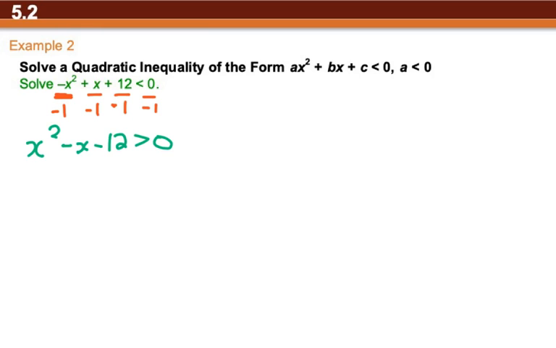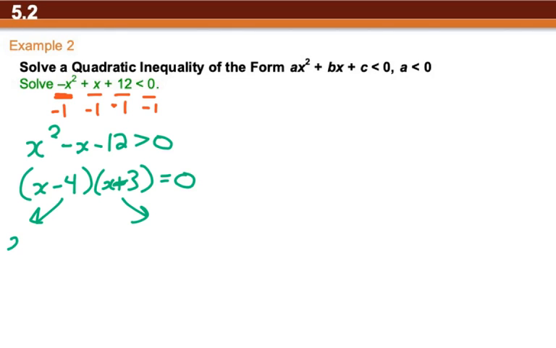Look to see if we can factor this. Two numbers that both multiply to -12 and also add to -1. -4 and 3 will accomplish that. So x minus 4, x plus 3. And just for the time being, I'm going to switch that to a quadratic equation, so we can get what we need for the sign analysis.